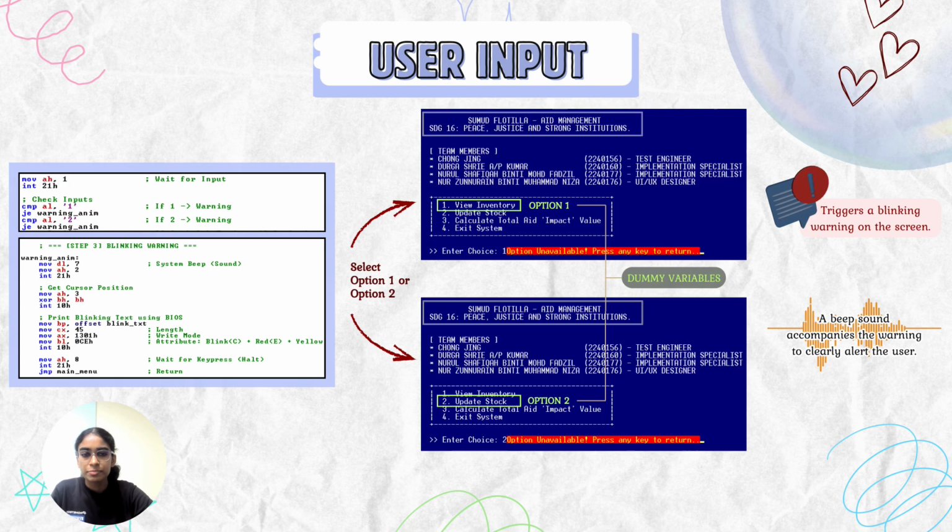At this part of the program, we will handle the user input for the menu options. The program waits for the user to press a key using the DOS interrupt INT 21H with AH equal to 1. It then checks which key was pressed. If the user selects either option 1 or option 2, the program jumps to the warning animation section, which displays a blinking warning message and emits a system beep to indicate to the user that the option is unavailable. After the user presses a key, the program returns to the main menu.